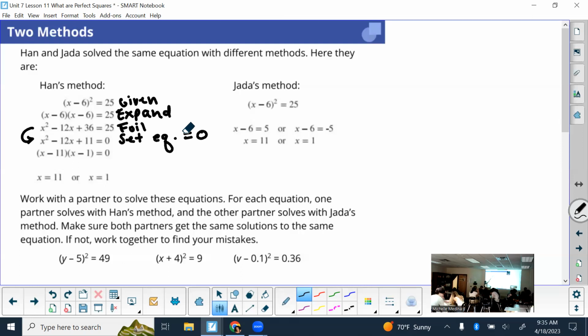Subtracting it cancels it, and then whatever you do on one side of the equal sign. So then 36 minus the 25 is 11. That's what they did. They set the equation equal to 0. They factored, which is the only way we know how to factor a trinomial, the diamond method. So they thought, what numbers multiply to 11 but add to -12?